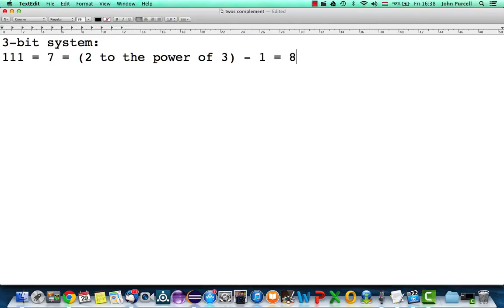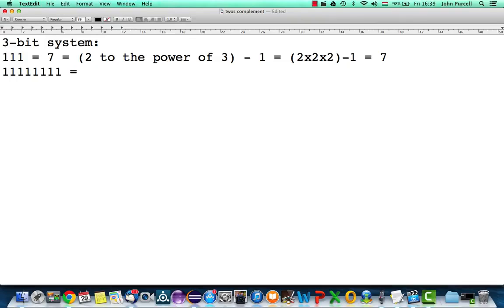To the power of just basically means how many times you multiply the number by itself. So 2 to the power of 3 is 2 times 2 times 2, 3 times over, which equals 8. We subtract 1, we get 7. So that's how you can calculate the maximum unsigned value for any particular type if you know how many bits it uses. So if we've got 8 bits, 1, 2, 3, 4, 5, 6, 7, 8, that's the maximum value you can store in a byte, for example, an unsigned char.